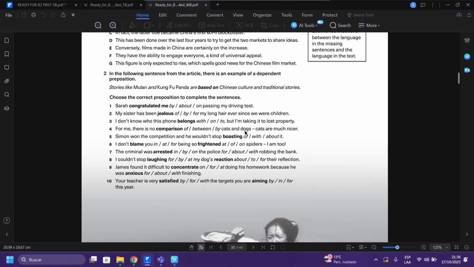Number eight, I couldn't stop laughing at. In this case, it's at. It's a collocation: laugh at someone or something. Those variations about. Yes.